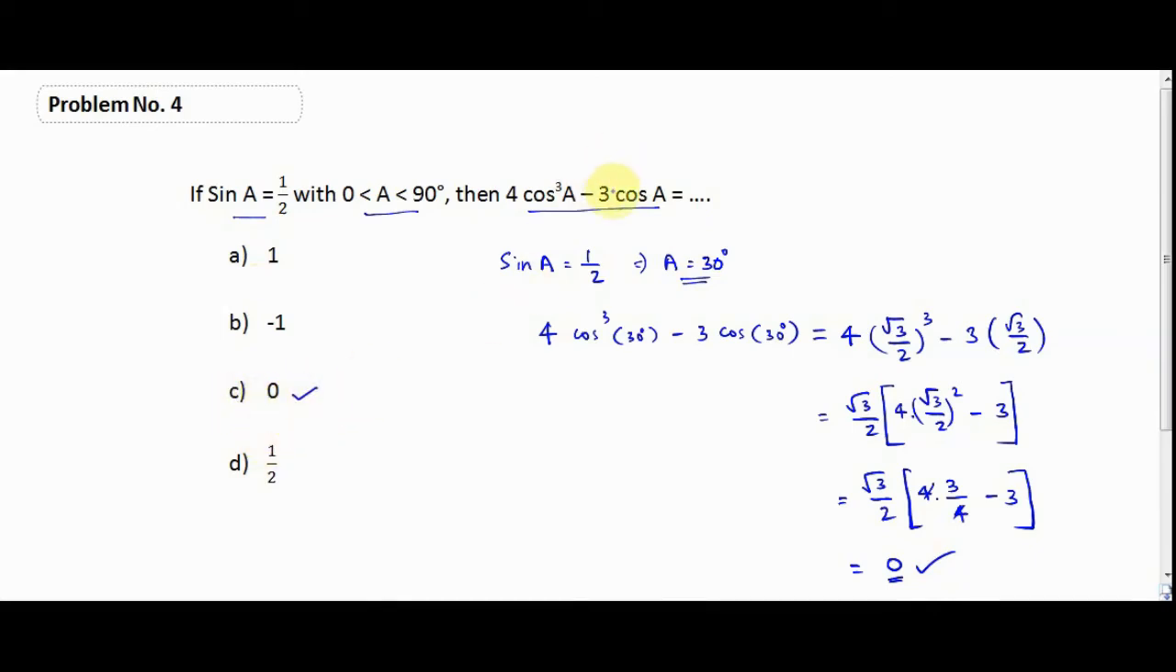Now another way to solve this is by using the formula of cos 3A. We know that cos 3A is equal to 4 cos cubed A minus 3 cos A. Now from sin A equal to 1 by 2, we will come to know that A is equal to 30 degree. So once you substitute that here, what we get is cos of 3 into 30 degree. That is 3 into 30 degree is 90 degree. So cos 90 degree, and we know that cos 90 degree is 0. So this way, within a single step, we can solve this problem. So anyway, the answer is 0, and that is given by option C here. Now let's move on to question number 5.